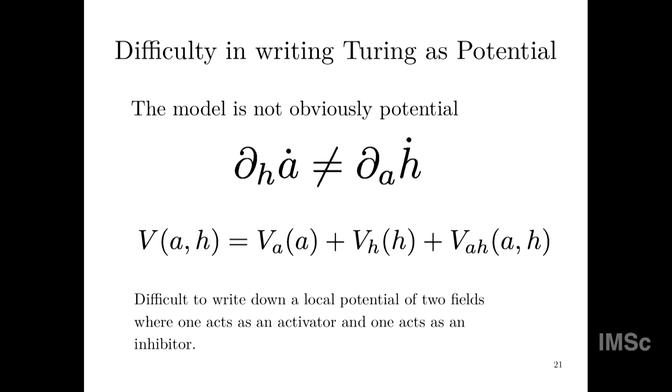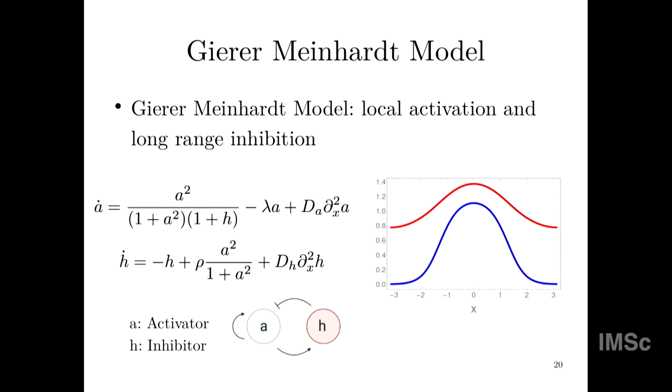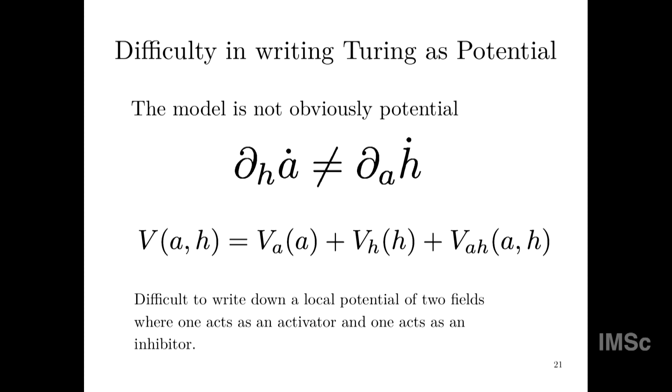But to write down a local potential where one acts as an activator and one as an inhibitor turns out to be very difficult. Mainly it has to do with the fact that these cross terms have different signs. So anyway, to just take these equations and try to write down a potential from which they derive in the normal way is a very difficult exercise.